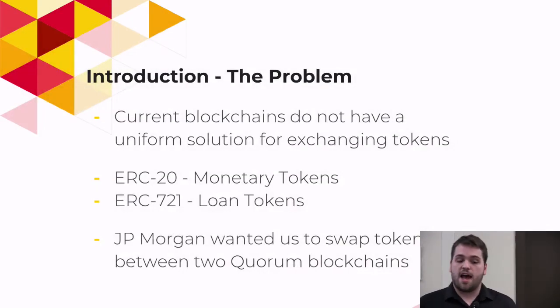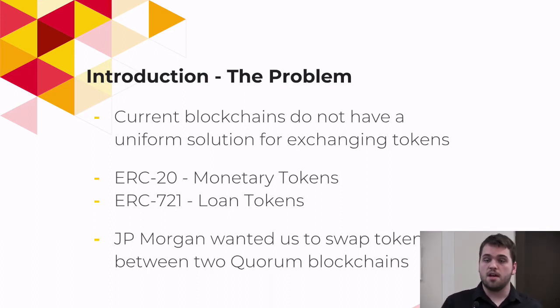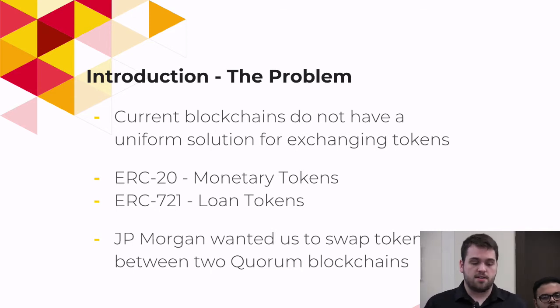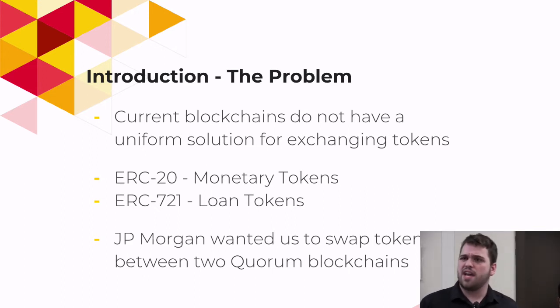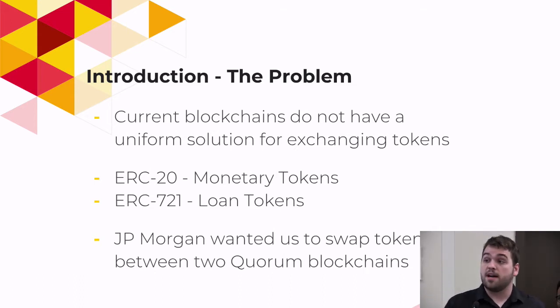Current blockchains do not actually have a uniform solution for exchanging tokens across blockchains. This is the big problem that JP Morgan approached us with and basically said, we have an ERC20 monetary token, something that represents cash, and a loan, and we want to be able to exchange an instance of a loan with a certain amount of monetary tokens across two different blockchains. And they're using the Quorum blockchains because JP Morgan developed Quorum just for internal private transactions, that sort of thing.